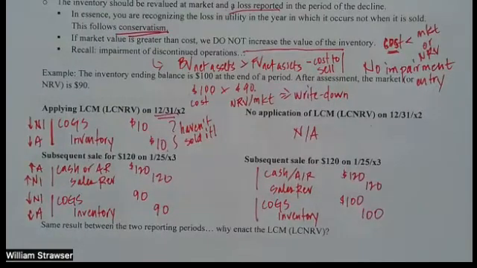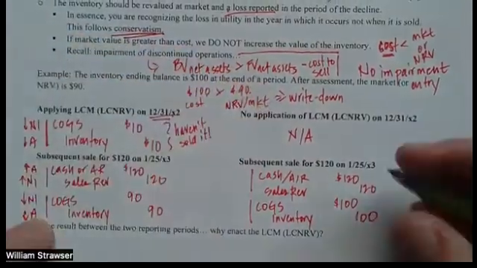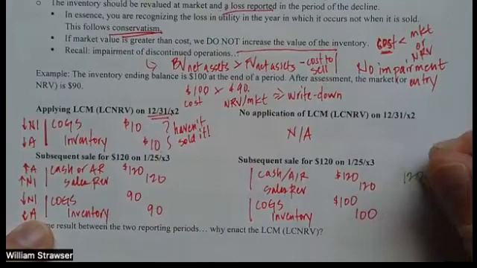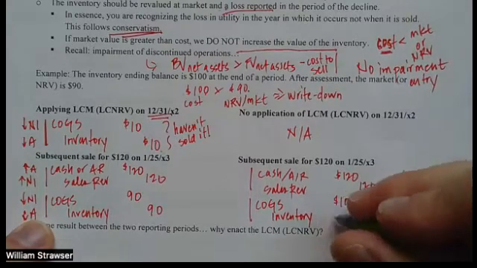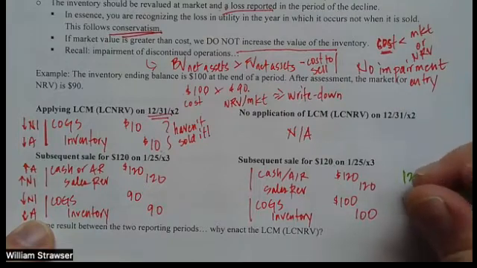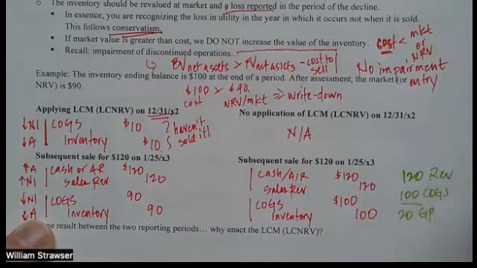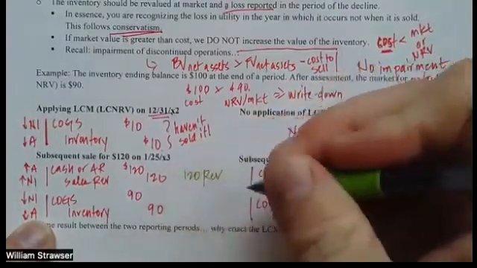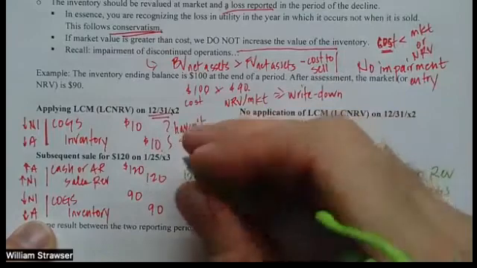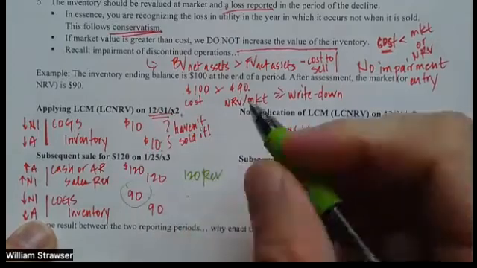Well, let's look at whether there was an overall effect to apply an LCM versus not apply an LCM. Without it, I have $120 of sales revenue, so revenues of 120 overall, and cost of goods sold of 100 overall. And so I get $20 of gross profit. Over here, I have $120 of revenues, and I have $10 of cost of goods sold that happened in a prior period, and I have $90 of cost of goods sold in the current period.